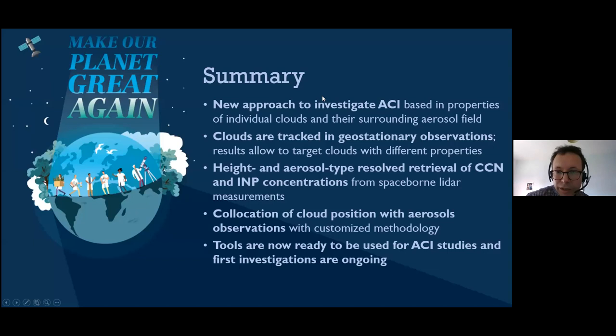So to summarize, we developed a new approach to investigate individual clouds that we track in geostationary data, with an aerosol field that we can extract from spaceborne LiDARs, which gives us information at the height of the clouds. We can track those individual clouds and infer the properties related to them. We can retrieve CCN and INP concentration from spaceborne LiDAR measurements and connect this to the clouds, a methodology that allows us to combine those two pieces of information.